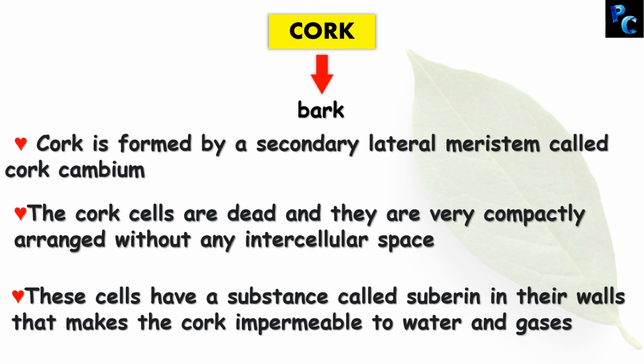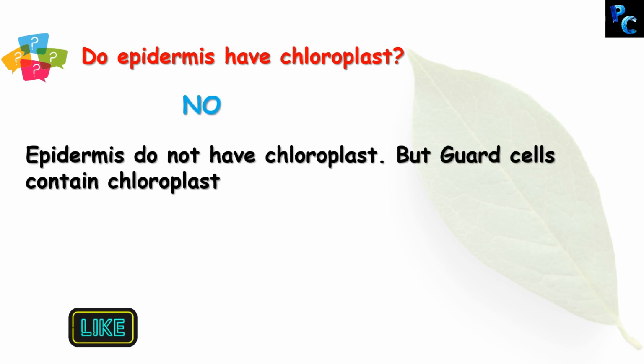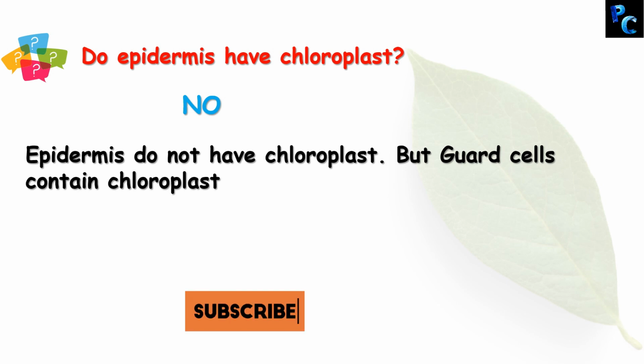Now, as promised, let's see whether epidermis has chloroplast. No, epidermis does not have chloroplast, but guard cells contain chloroplast. Guard cells are also smaller than the epidermal cells. So, this completes the plant tissue part of the chapter tissue. Next, we will learn about animal tissue.